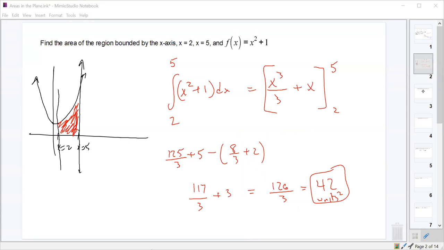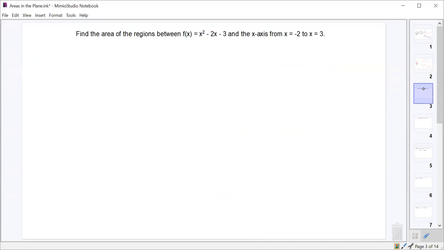Now what's going to make it a little bit more difficult is if we get a more difficult function that crosses through the x-axis. So we've now got the area of the regions between this function and the x-axis from -2 to 3. So how do I graph this function? You find the x-intercepts. Okay, x-intercepts. So we'll do that by factoring it, right? And setting it equal to 0.